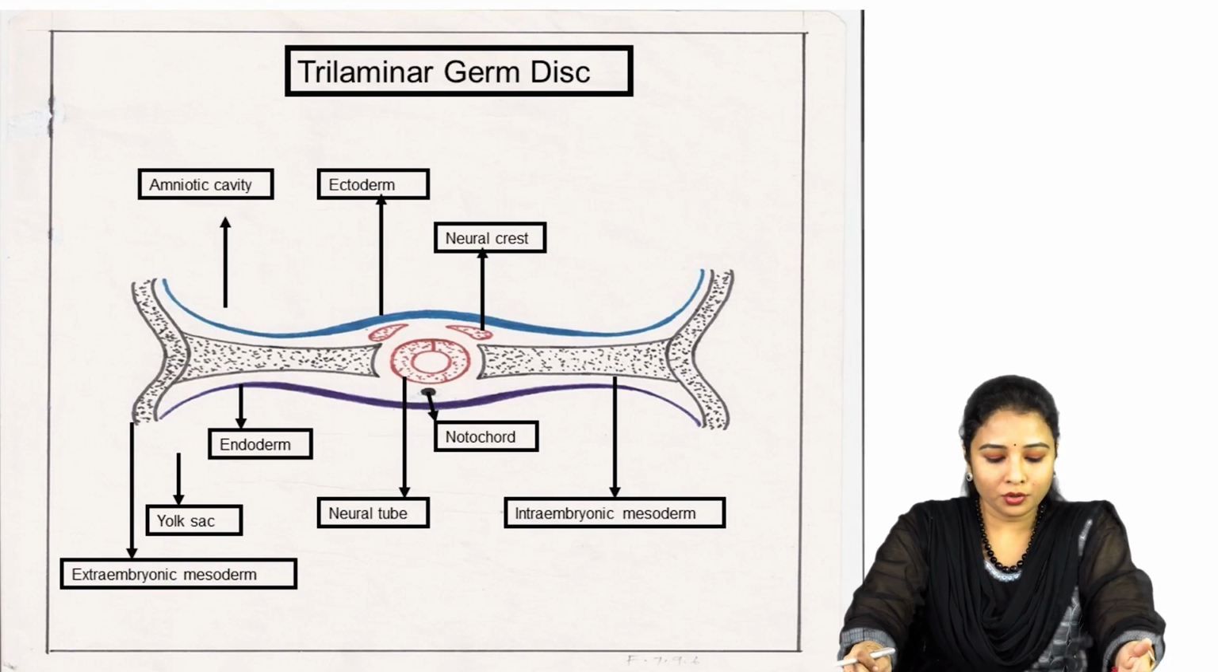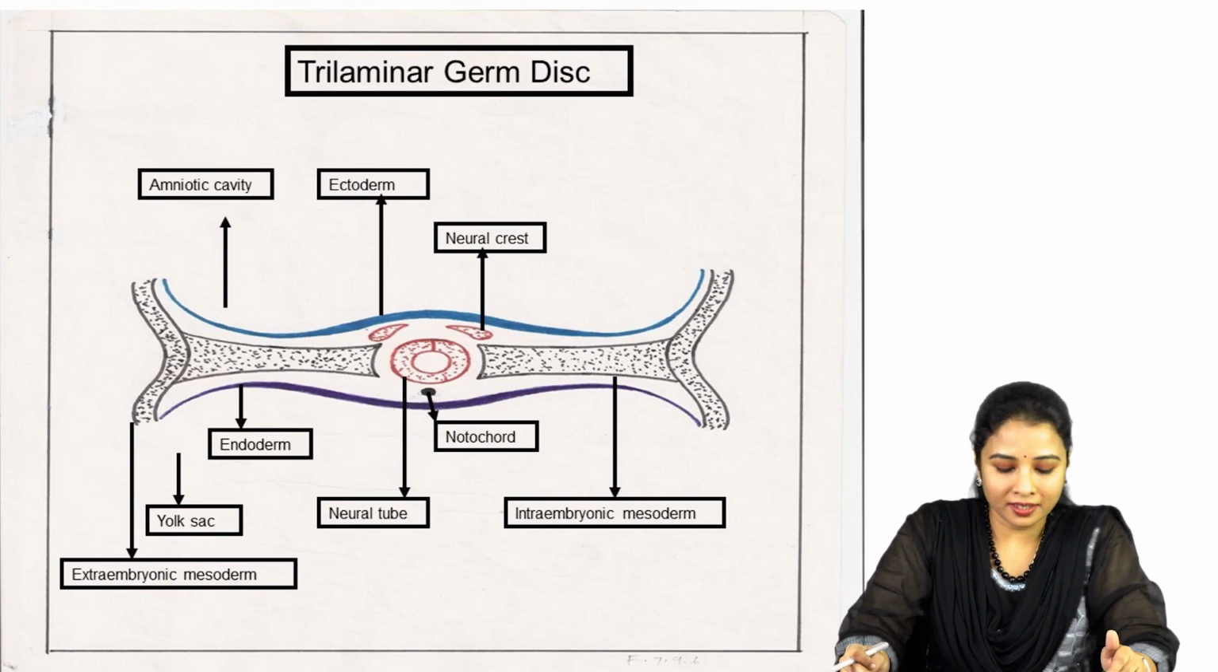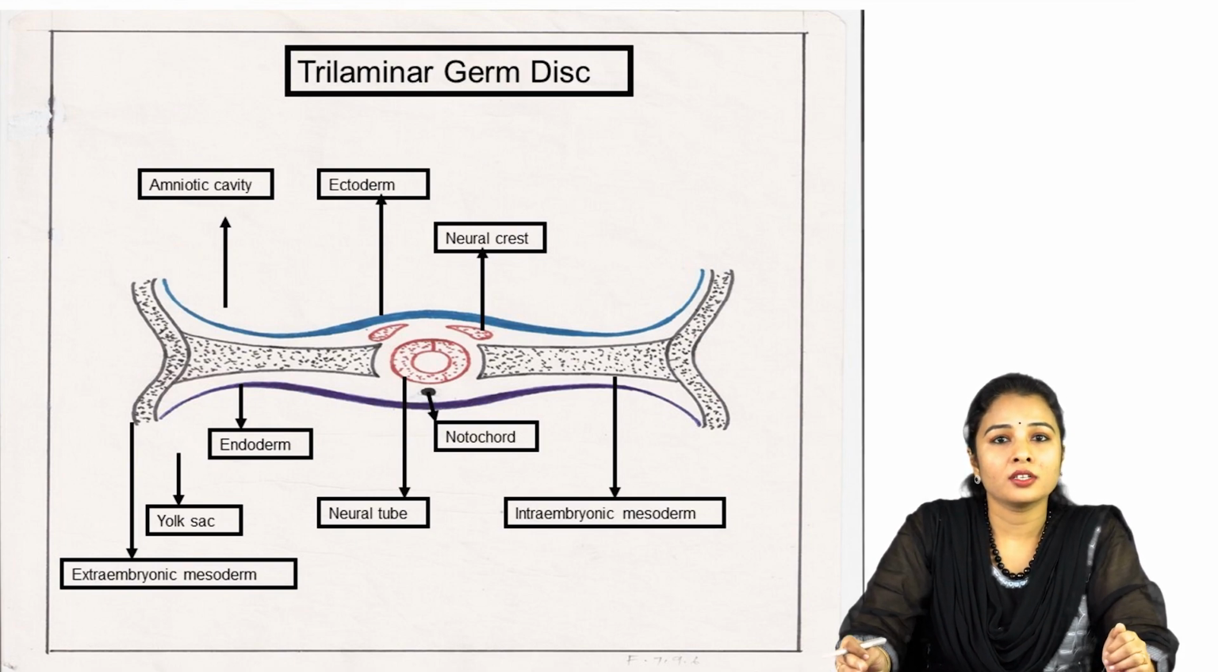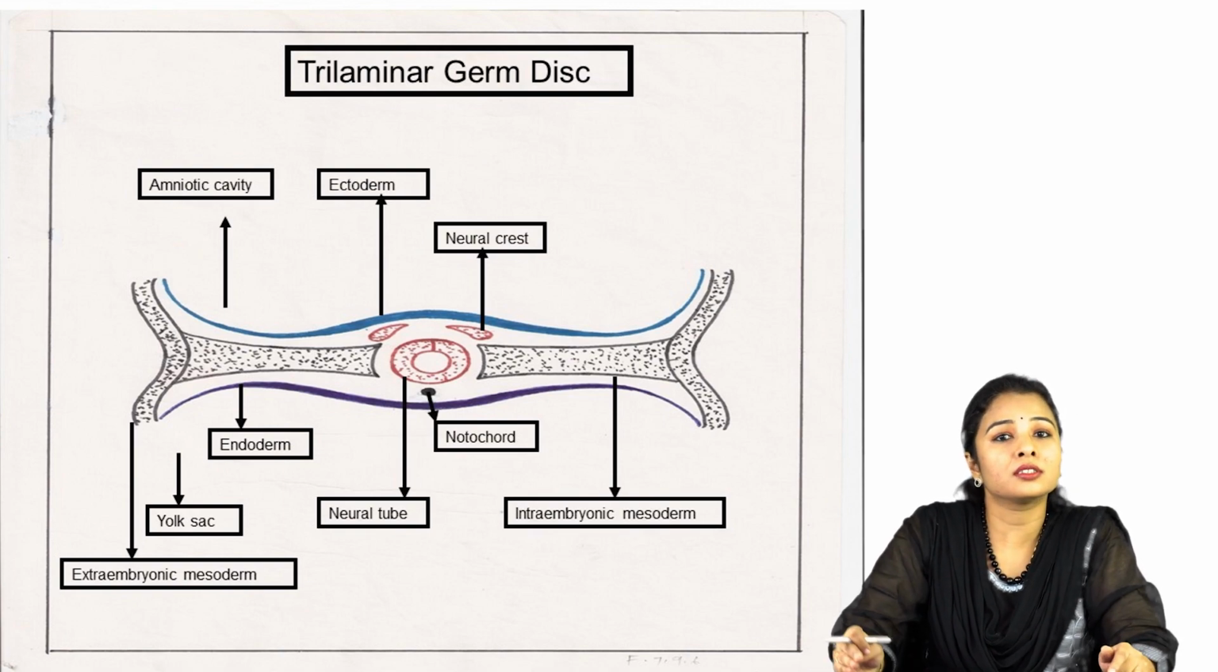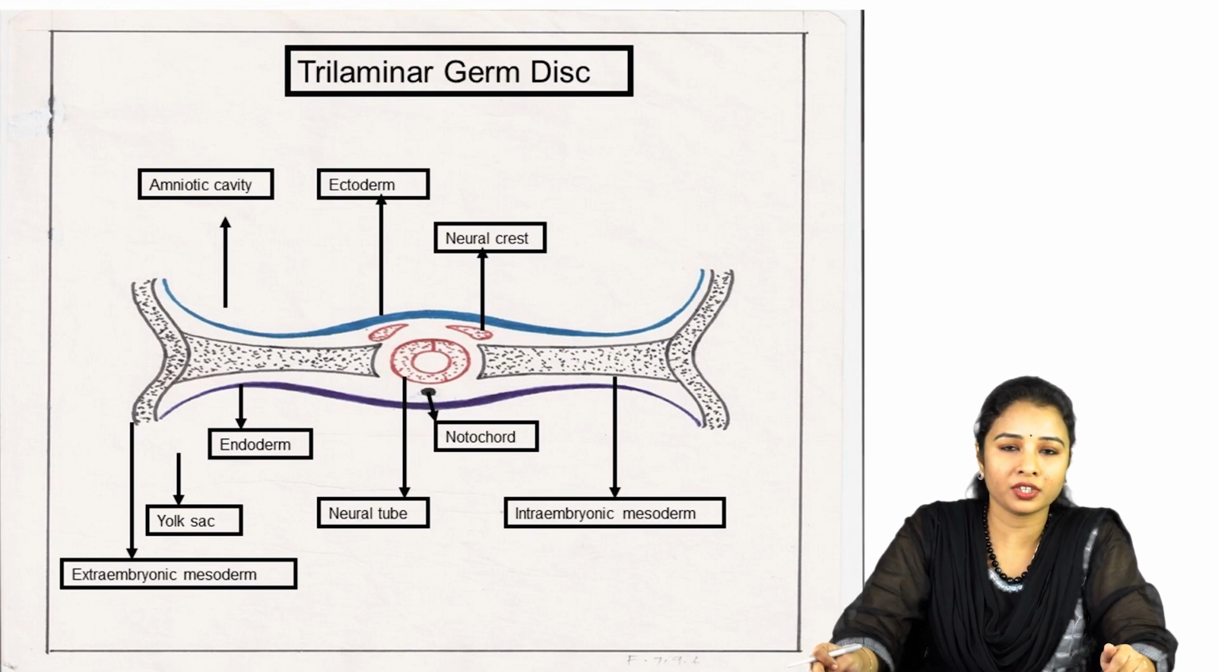It is a schematic view of the trilaminar germ disc, where we can see the formation of all three germ layers. The formation of the three germ layers, that is ectoderm, endoderm and mesoderm, is called gastrulation, where the bilaminar germ disc turns to form the trilaminar germ disc during the third week of intrauterine life.